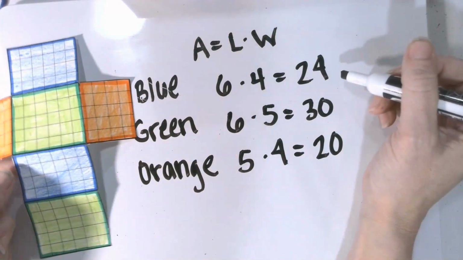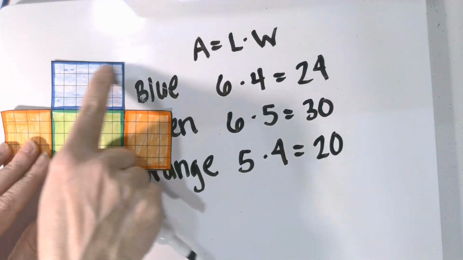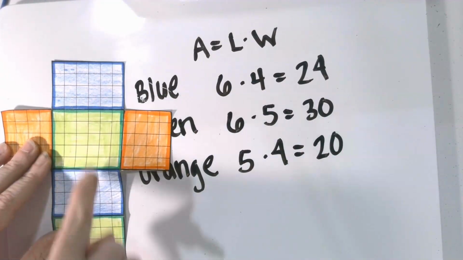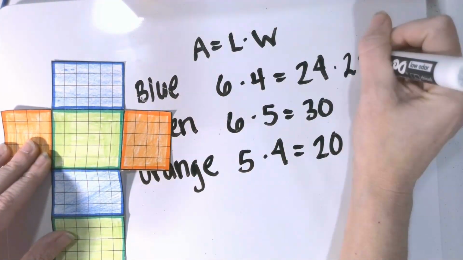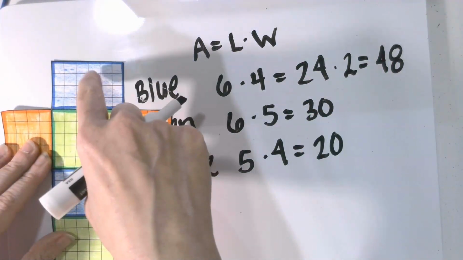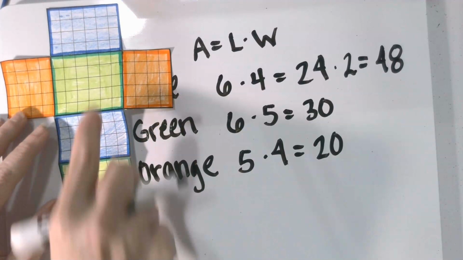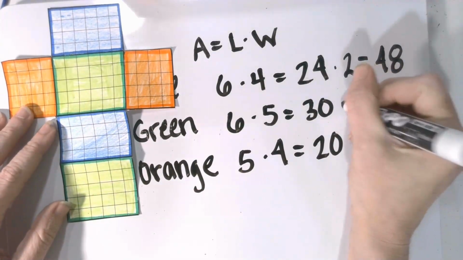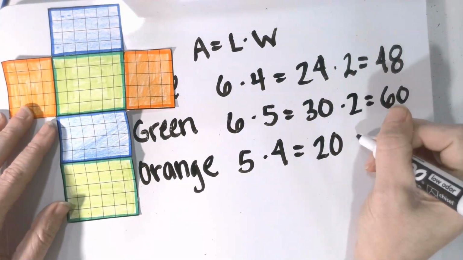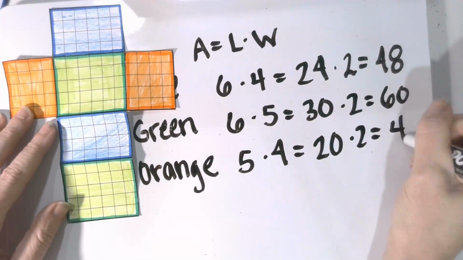So that means that each measurement that we got, the 24 for the blue, represents the 24 squares on the blue. 6 times 4 is 24, but we have two of those. So really this is 24 times 2, which is 48. Okay, that's my surface area for the blue, which ends up being opposite sides. Then for my green, it's 30 for each of these. So it's 30 times 2. So that ends up being 60. And then my orange sides, I've also got two of those. So that's 20 times 2 is 40.